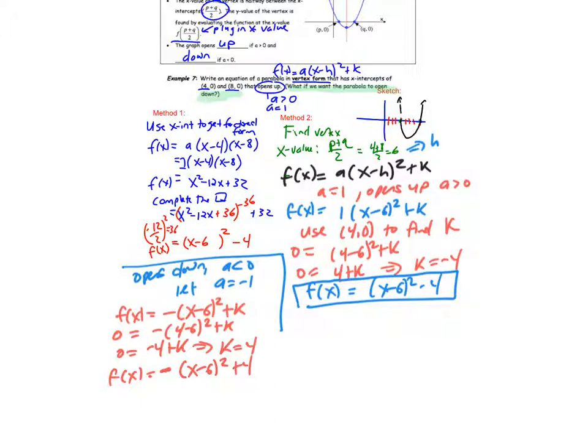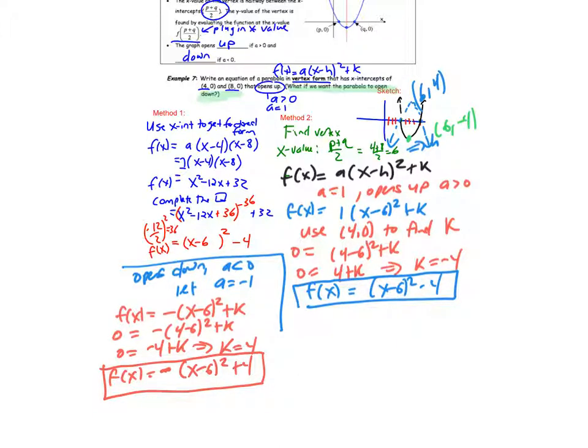And if we think about it, in order to have a function that opens down going through (4, 0) and (8, 0), we have to have a positive k value. So in our original function that we found first, the vertex was at (6, -4). If we want the parabola that opens down, the vertex is at (6, 4).